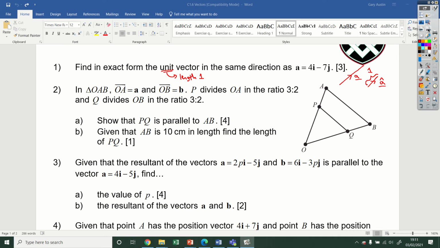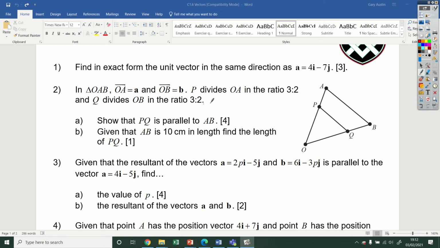Okay, question 2. So we've got a triangle OAB, and then OA is called vector A, and OB is called vector B. Maybe you'd want to put that on the picture, maybe not. And then we've got these other points, P, which divides OA into the ratio 3 to 2, and Q, which also divides OB into the ratio 3 to 2. So now for the first part, we've got to show that PQ is parallel to AB. Well, they look it from the picture, but we have to use vectors in order to show that properly.